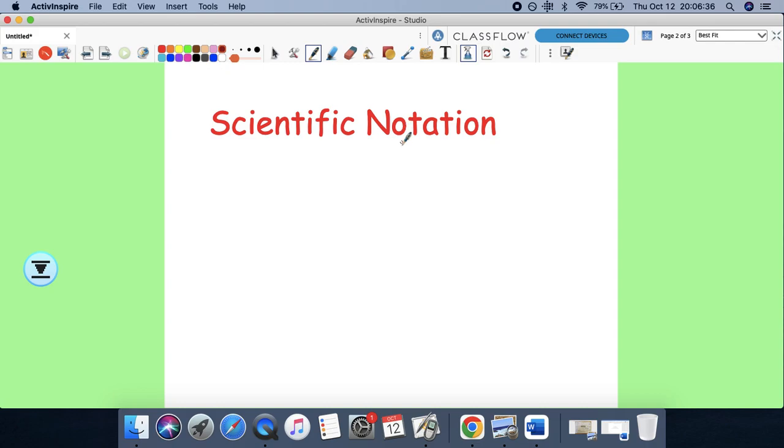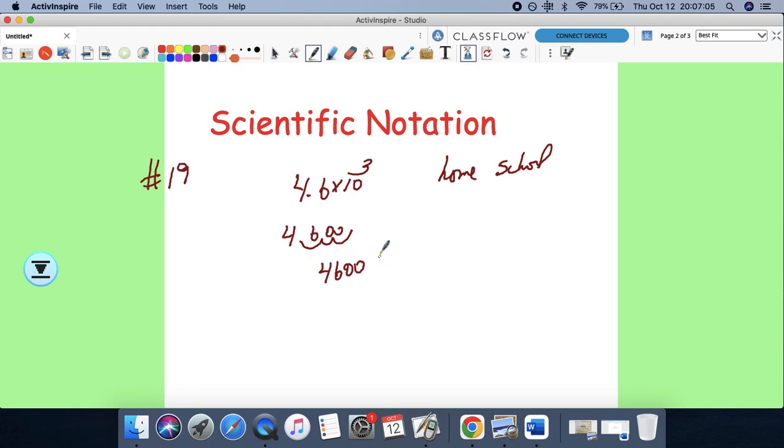19. Okay, and the distance from Ben's to the library. How much further is Ben's house from school than, okay, so 4.6 times 10 to the 3rd. Okay, this is from home to school. Let's write it in standard notation. We're going to move the decimal 3 over. 1, 2, 3. So it's 4,600 meters.